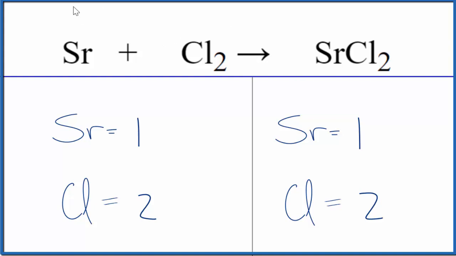If you wanted to know the states, they would be solid for the strontium, chlorine, that would be a gas, and then the strontium chloride, that would be a solid. So that's the equation and type of reaction for Sr plus Cl2, strontium plus chlorine gas.